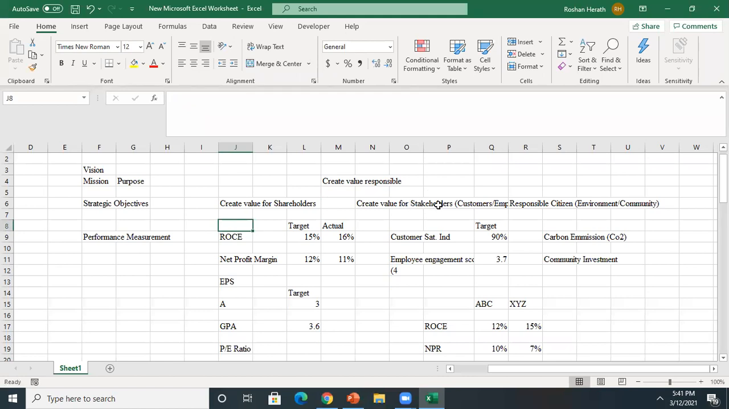ඒ වගේම customers-ලා එතකොට create value for stakeholders කිව්වහම customers-ලා key නේ. එතකොට customer satisfaction. එතකොට employees-ලා key. එහෙනම් employee engagement එක. Business partner satisfaction. So likewise, different kinds of critical success factors you can identify, especially when it comes to a particular business organization, and depending on that, you can set the performance indicators.